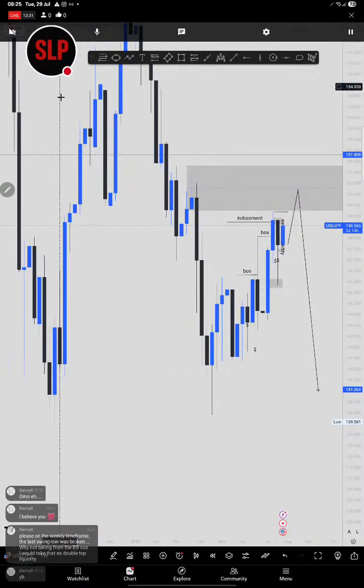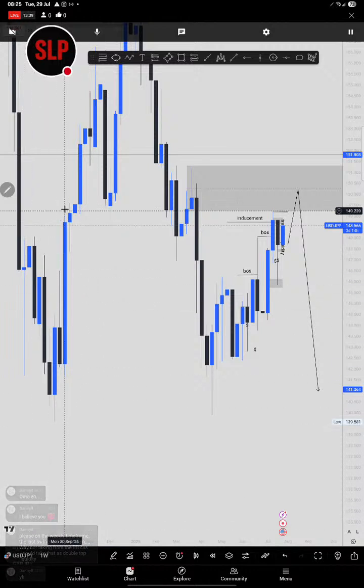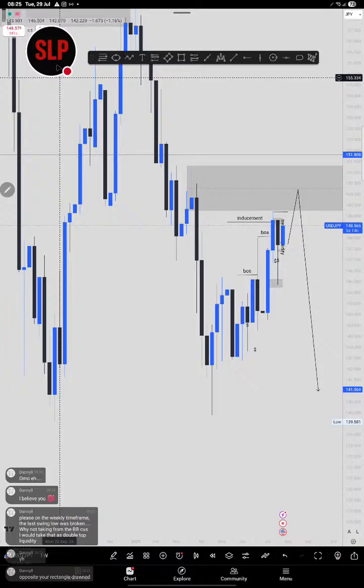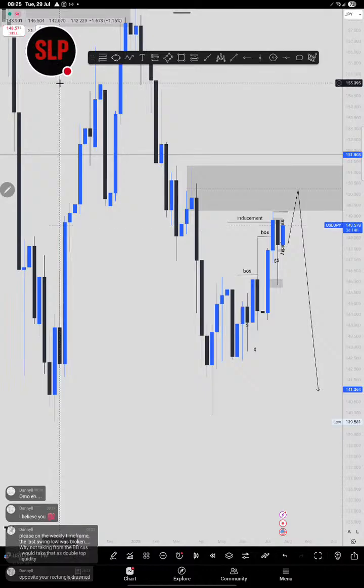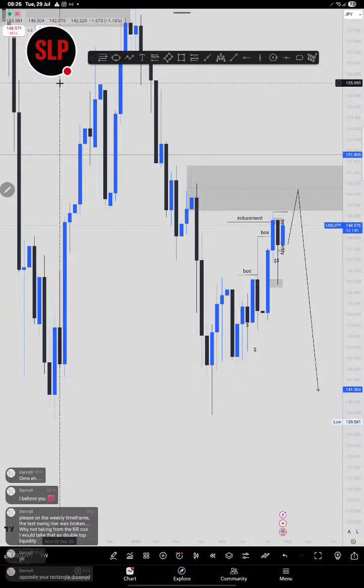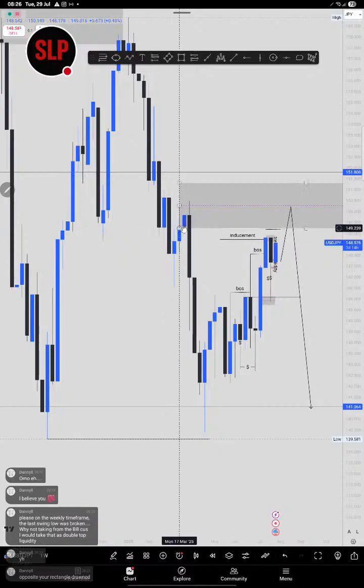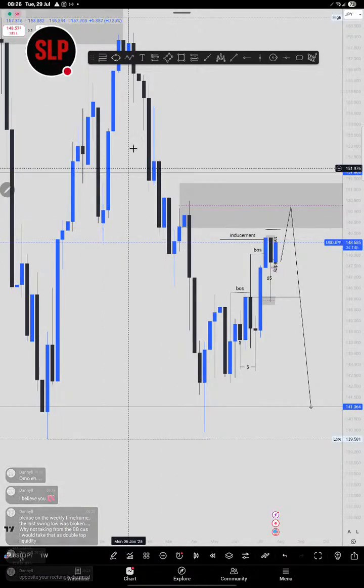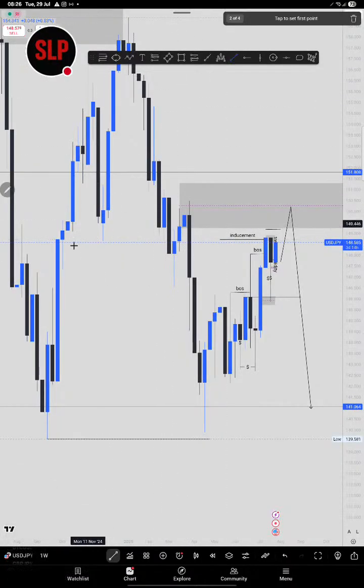You said the low was broken, but the low wasn't broken. Why not take one POI opposite your rectangle drawn here? Is this the low you're talking about?